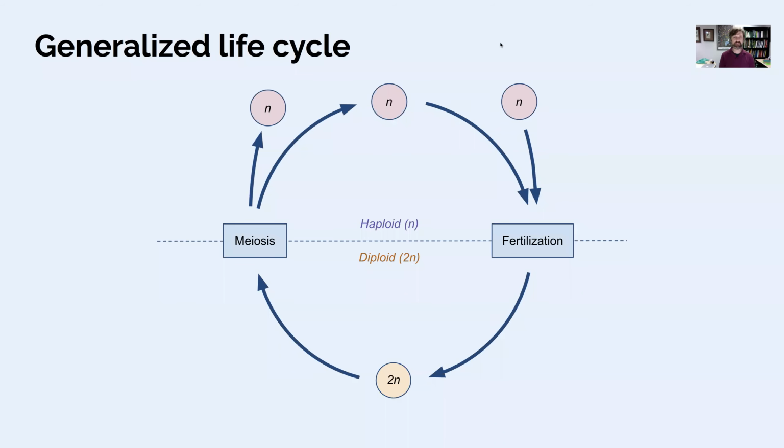So as we talk about the land plants, we're going to see that they have a different life cycle than you might be familiar with by studying animals. So before we get into the land plant life cycle, just want to give you a generalized life cycle. This is basically the sexual reproduction life cycle.